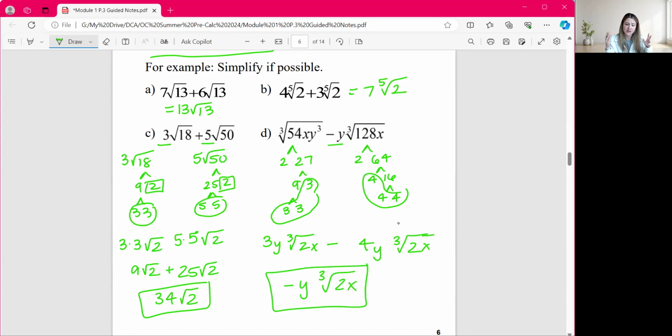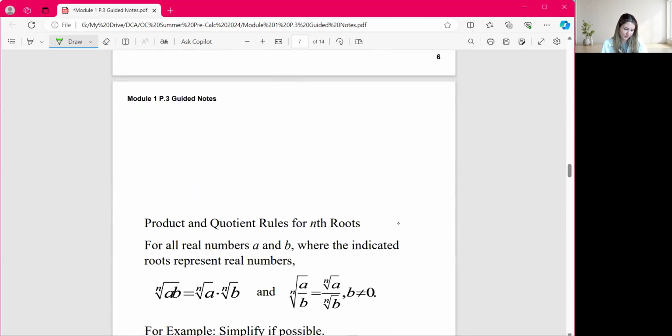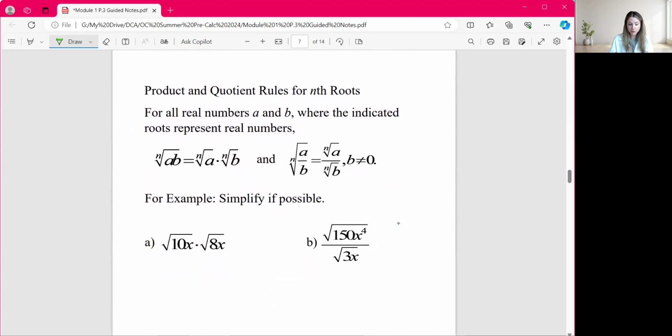Lots of steps there, simplifying those radicals. Let's move on here. This is a review of the product and quotient rules for nth roots. Notice if I have the nth root of a times b, we can separate that and have the nth root of a times the nth root of b. And same thing for division, which I showed you in the very beginning.